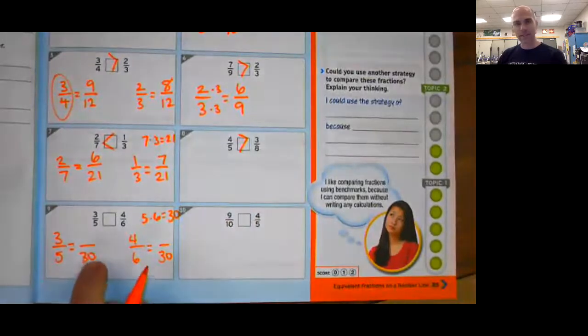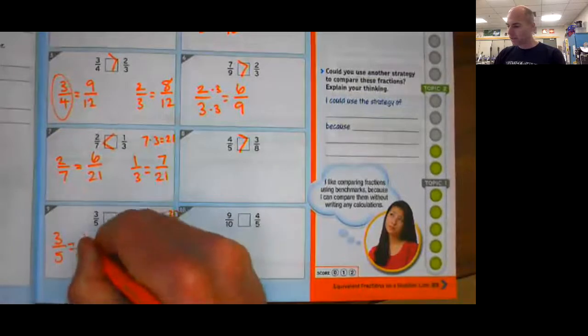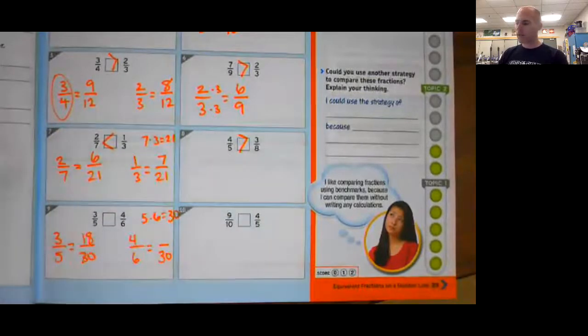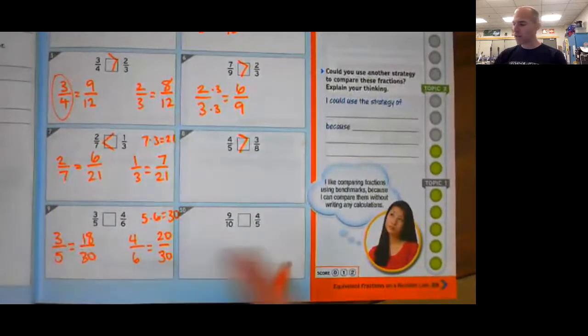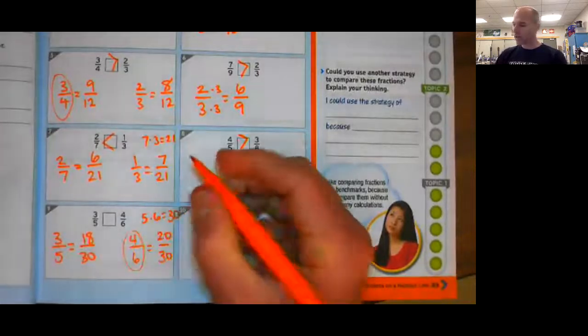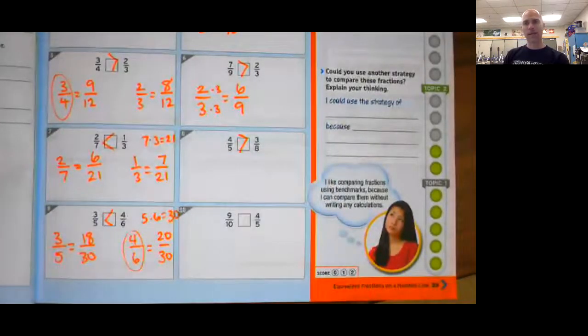5 times 6 equals 30. So 3 times 6 equals 18. 6 times 5 equals 30. So 4 times 5 gets me 20. So this one was worth 18/30. This one was worth 20/30. So this is the bigger one. And we write our symbol like that.